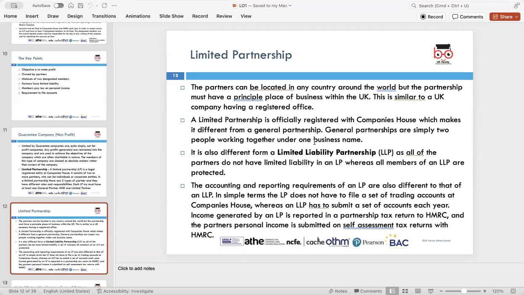And one more distinction between this and a limited liability partnership is that in a limited partnership, not all of the partners have limited responsibility, whereas in a limited liability partnership, all of the members are protected from liability.